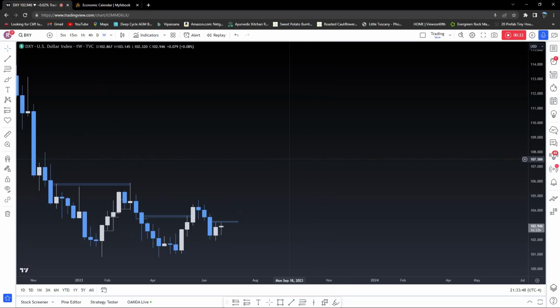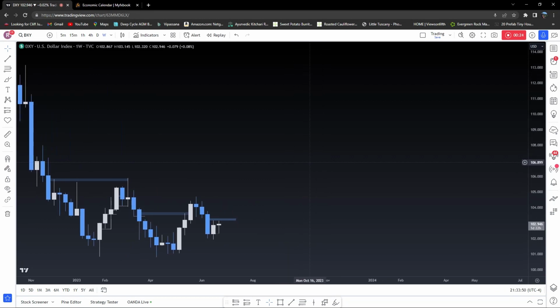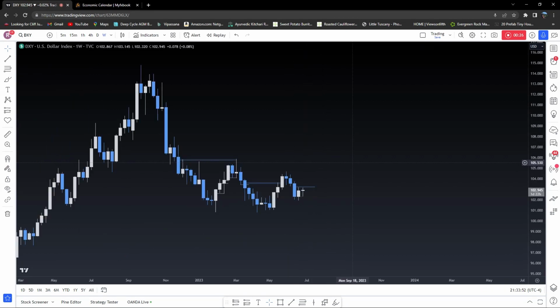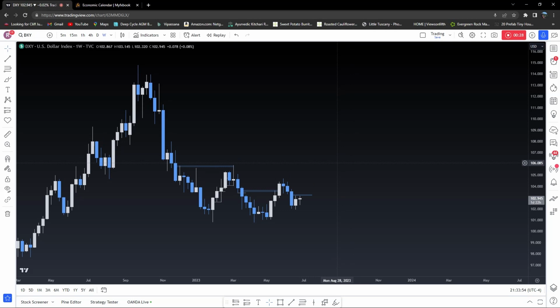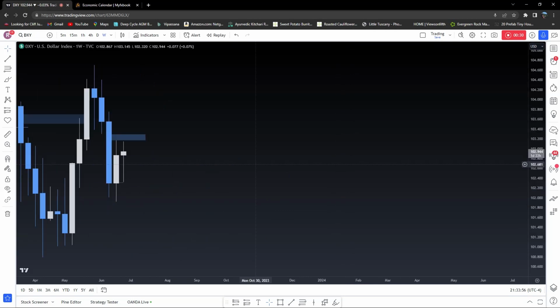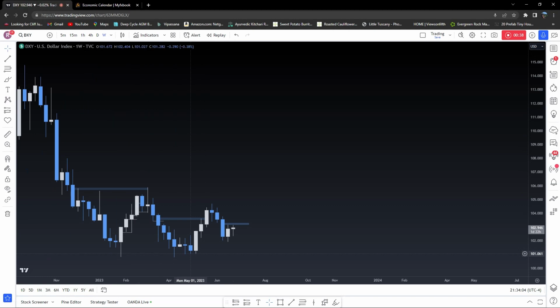I'm going to start off on the dollar, DXY. On the weekly chart, I am bullish. I'm expecting it to go into this fair value gap right here, and then we might want to sell off into this sell side liquidity, these equal lows here.